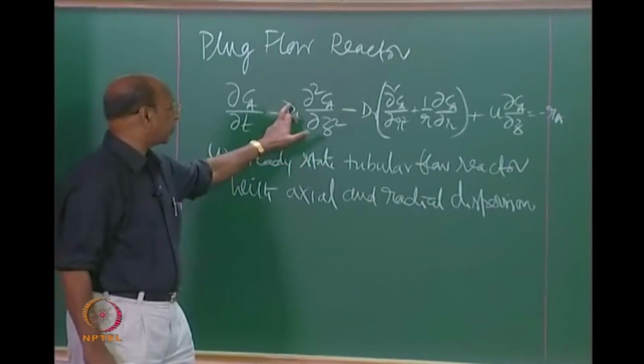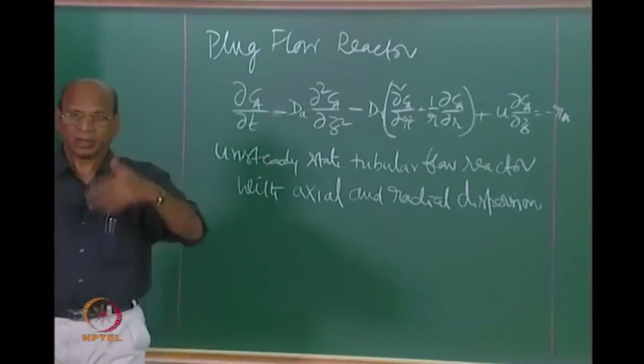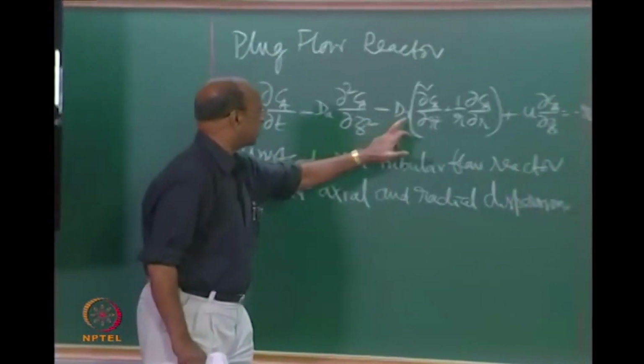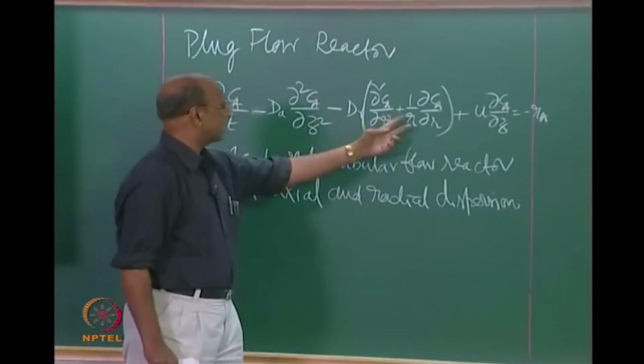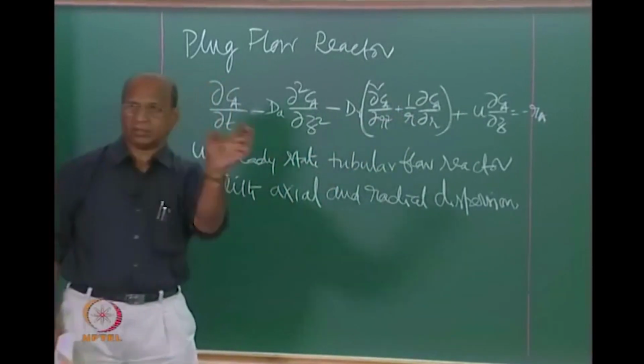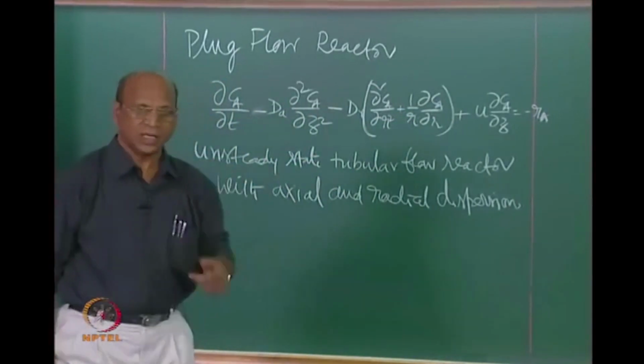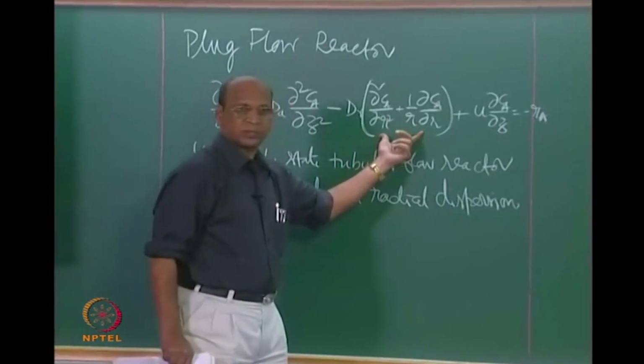dA. That's why I also put A there. This is the diffusivity coefficient in axial direction. And what is this one? Radial direction. Okay, this is a cylindrical coordinate because that is a cylinder, right? So that's why this term will come.